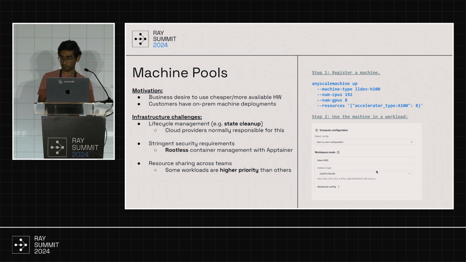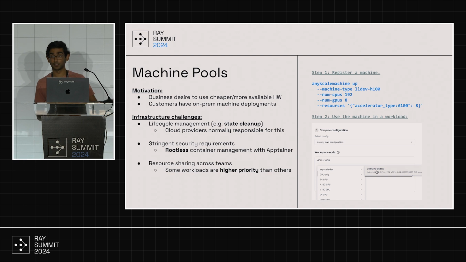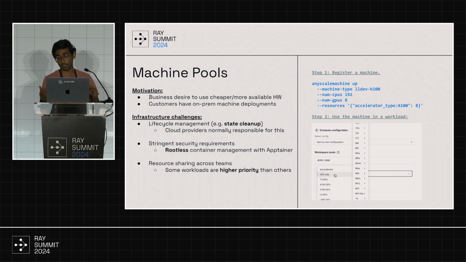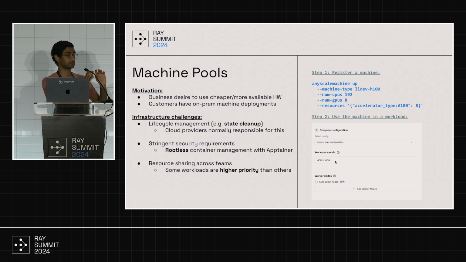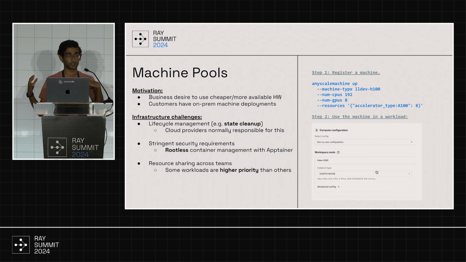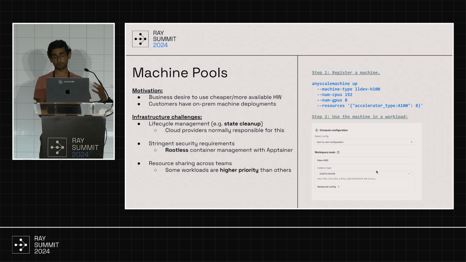And so when you move into the on-prem territory, you have to deal with a separate set of infrastructure challenges that weren't existing before in the VM world. The main one is lifecycle management. You now go from having the cloud provider take the instance and reset all the state, to us having to do that on the infrastructure layer. So we have to do all the state management.